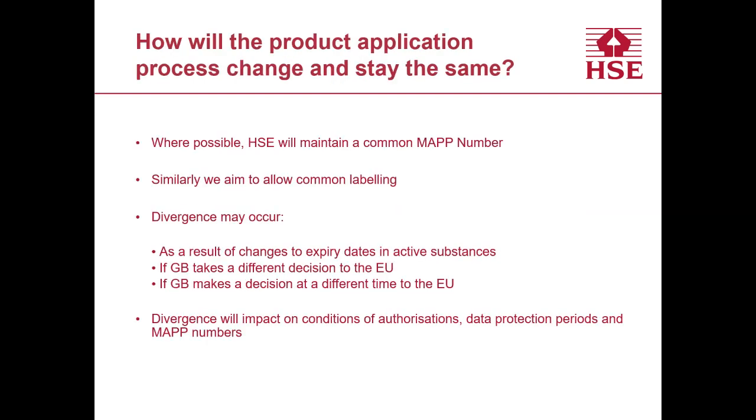We will of course try to maintain a common map number on the products where we can, and allow common labelling, but there may be examples of divergence. So for example, as a result of changes to expiry dates in active substances, or if Great Britain takes a different decision to the EU, or if Great Britain makes a decision at a different time to the EU, they'll all cause potential divergence. And of course, divergence could impact on conditions of authorisations, on data protection periods, and on map numbers.